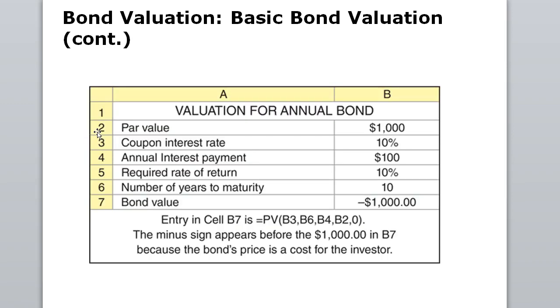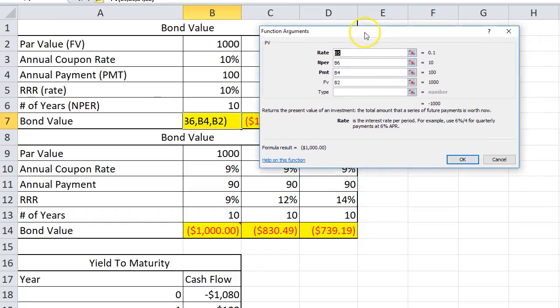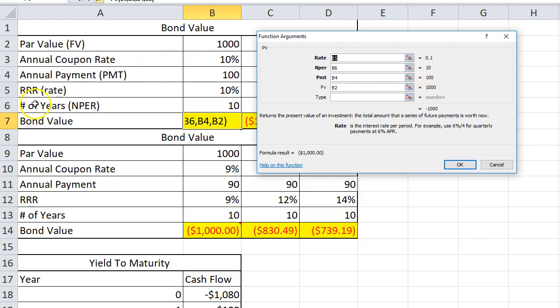Now we can use Excel to calculate a bond valuation. We have these inputs, and then we can calculate the value of a bond in Excel. So here's an example of a bond valuation using the present value function. We have an argument box here, and we input the rate, which is the required rate of return, 10%, the Nper, which is the number of years, the payment, which is the interest payment, and the future value, which is the par value. You see these inputs are labeled here as well.